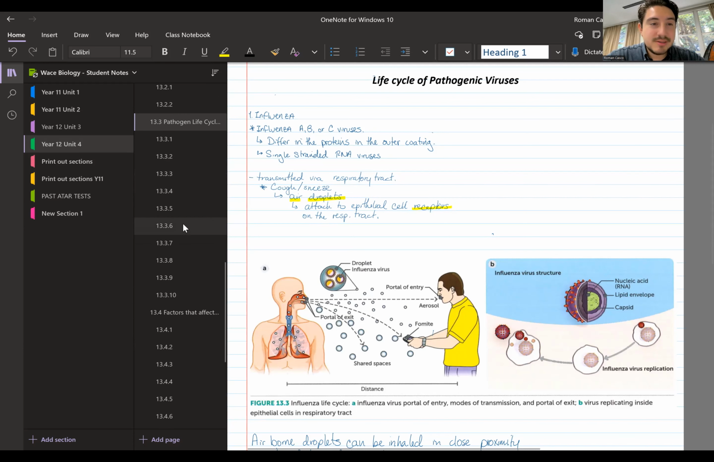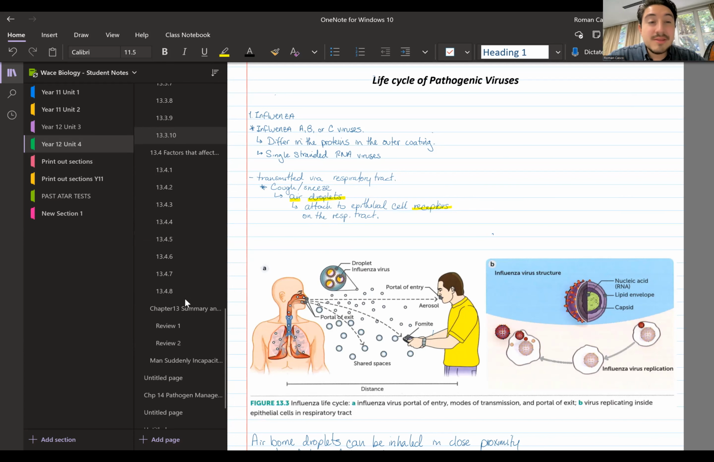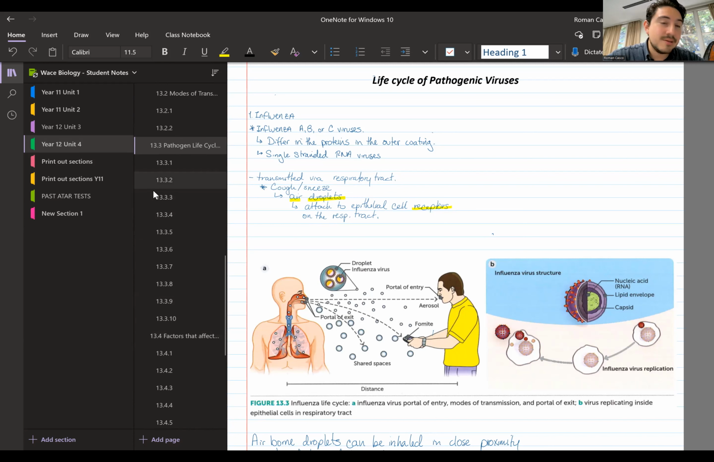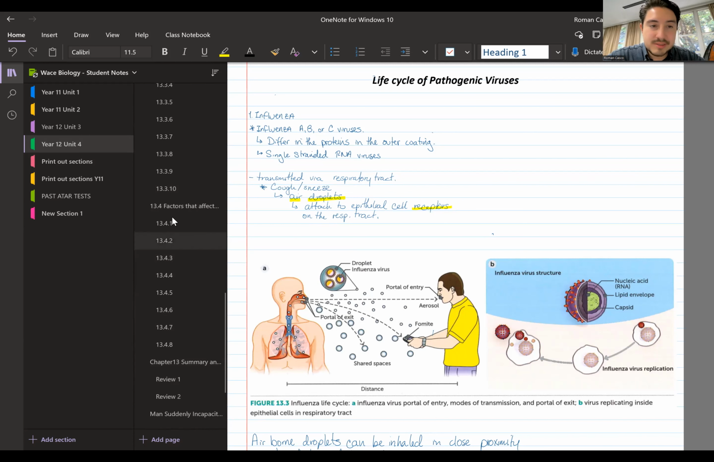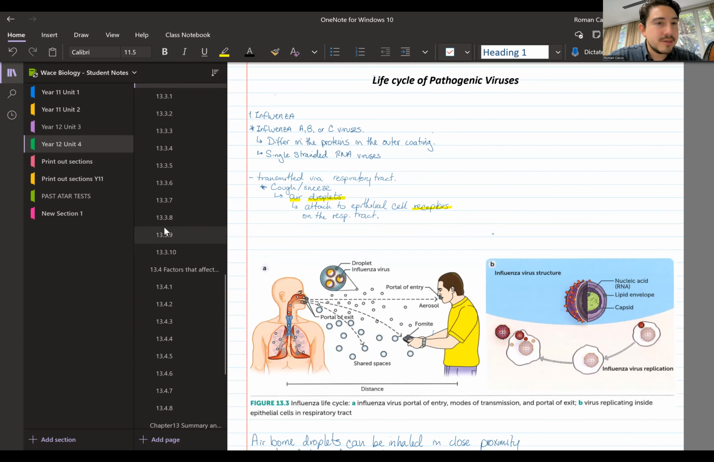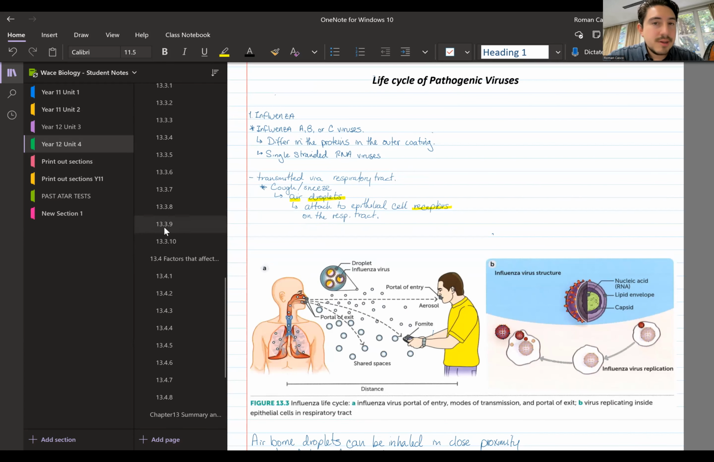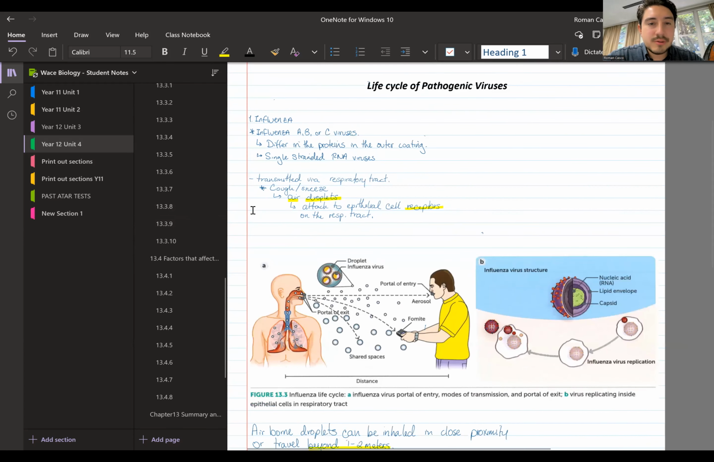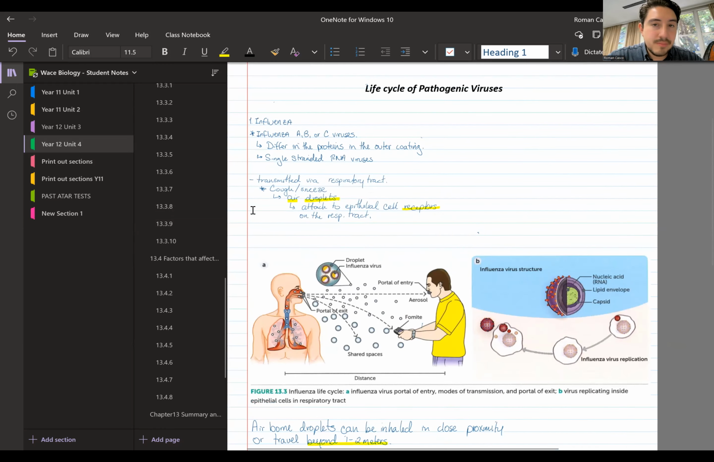If you notice, chapter 13, section 3 is this amount of pages here, 10 pages, and that's just the life cycles of the pathogens. Then the book gets into factors that affect the life cycles, or the mode of transmission or the spread. Here you have 8 in general. So this chapter is quite extensive, so go at your own pacing. You can see every little section here, and I do recommend going over each one.